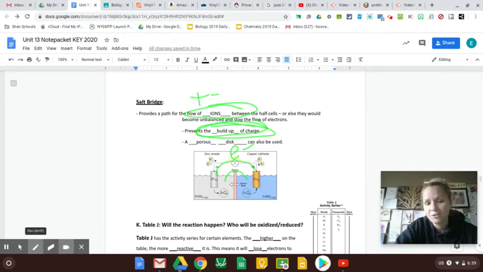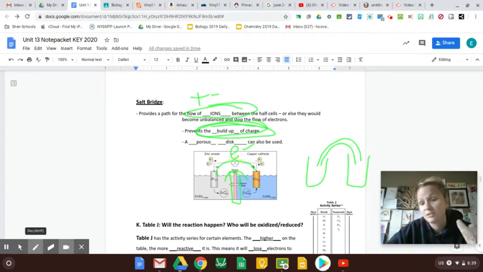You could also, if you didn't have two separate containers connected by a salt bridge, have one container with the halves separated by a little disc with pores. It's called a porous disc, and it lets the ions go through. All right.